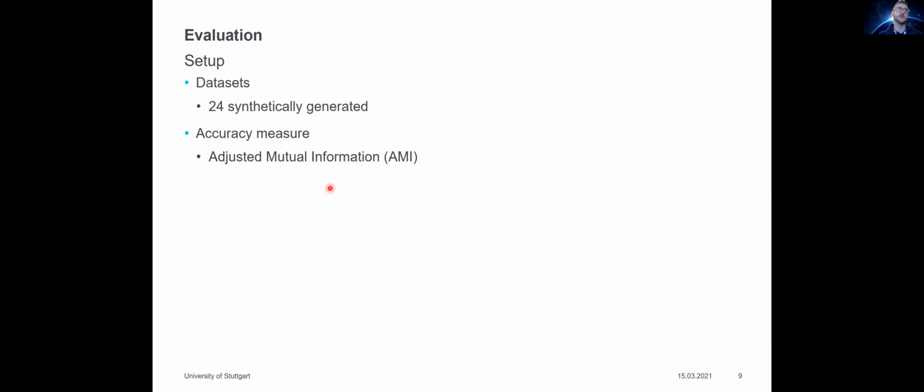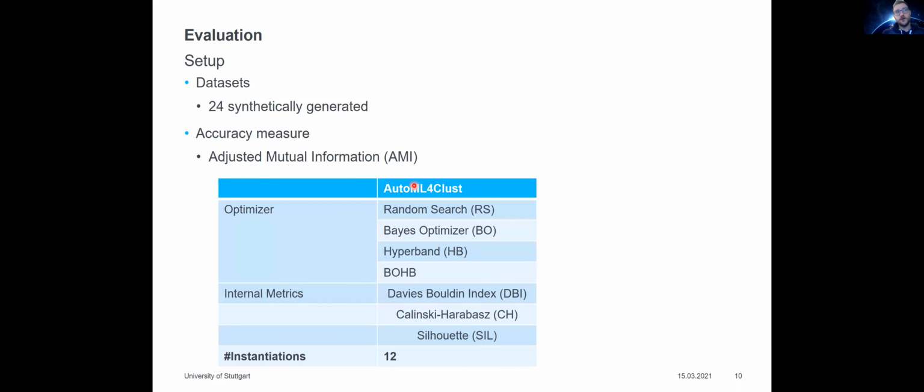In the evaluation, we used 24 synthetically generated datasets, and since we generate the datasets, we also know the cluster labels, and hence use an external metric, which is the adjusted mutual information, to measure the accuracy. We use 4 optimizers that are often used in the literature, which are random search, Bayes, hyperband, and BOHB. And for each optimizer, we use 3 commonly used metrics, which are Davies-Bouldin, Calinski-Harabasz, and Silhouette. In total, this means we have 12 different instantiations of AutoML4Clust.